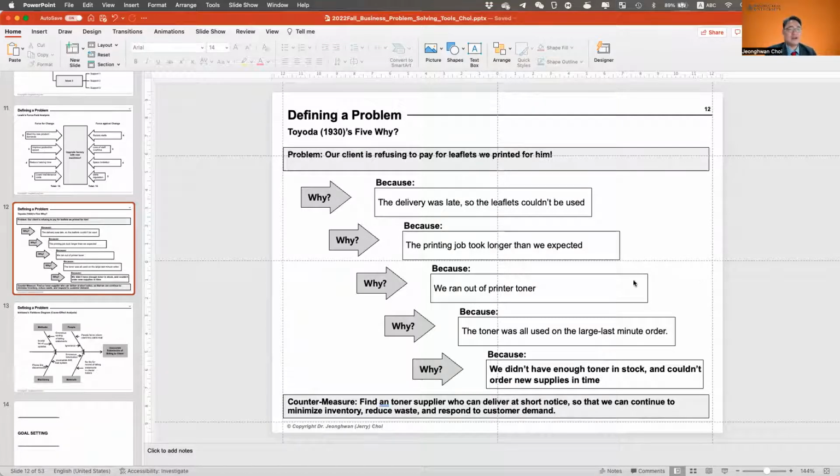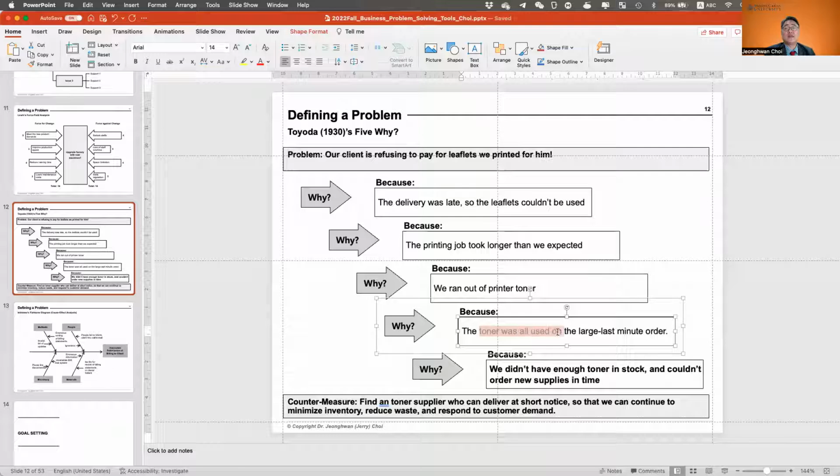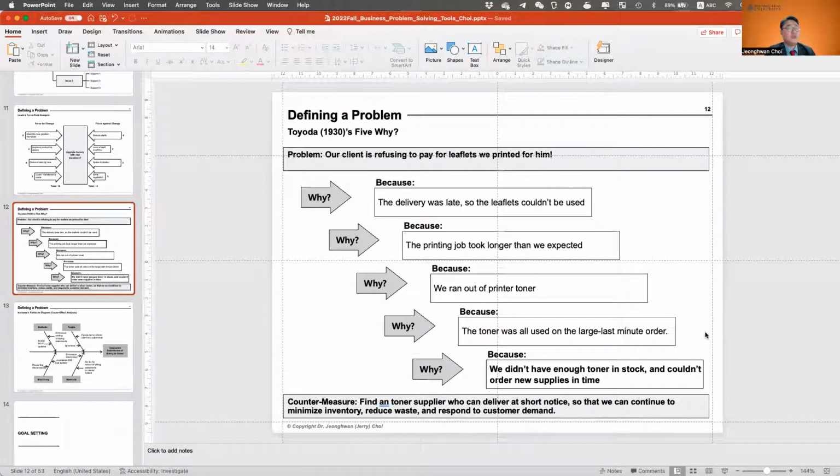Why was that necessary? Why did we spend more time to print something? Because we had no printer toner, so we needed to buy a new toner. Why was the toner not there? Because the toner was all used on the large last minute order. So we must have a backup toner, but we didn't have that because our supply chain management system didn't order before that happened.